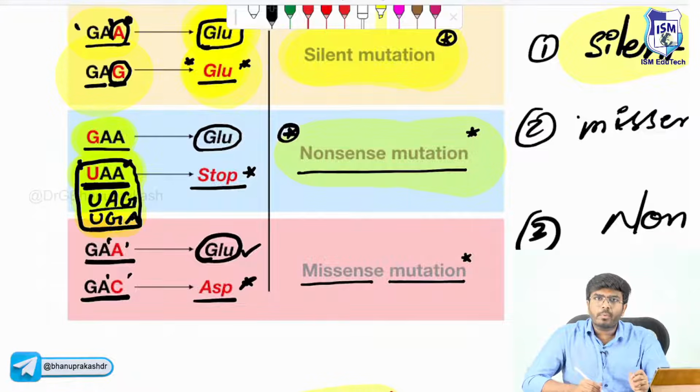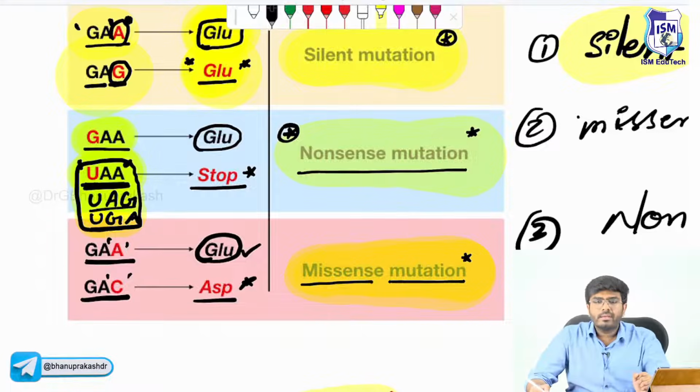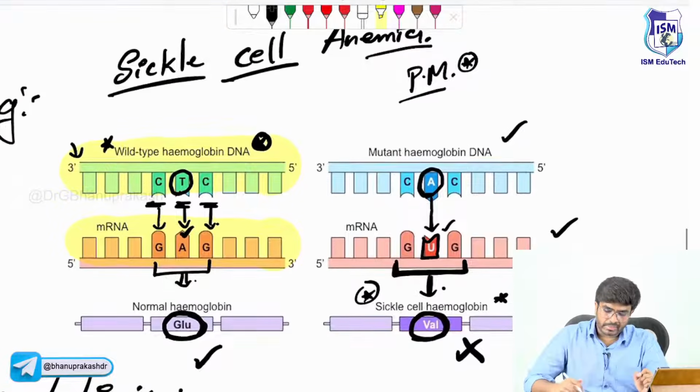So now this is not a normal protein. This is definitely a defective protein. So this type of mutation is called a missense mutation. Now you should tell me this example of sickle cell anemia.